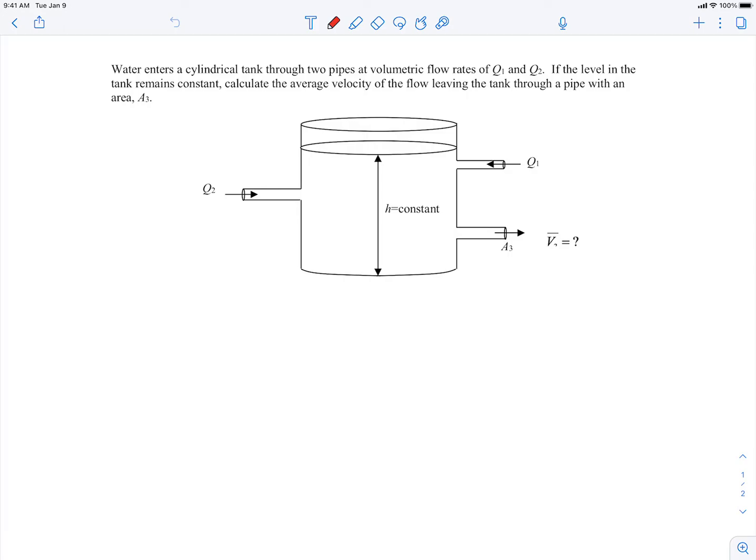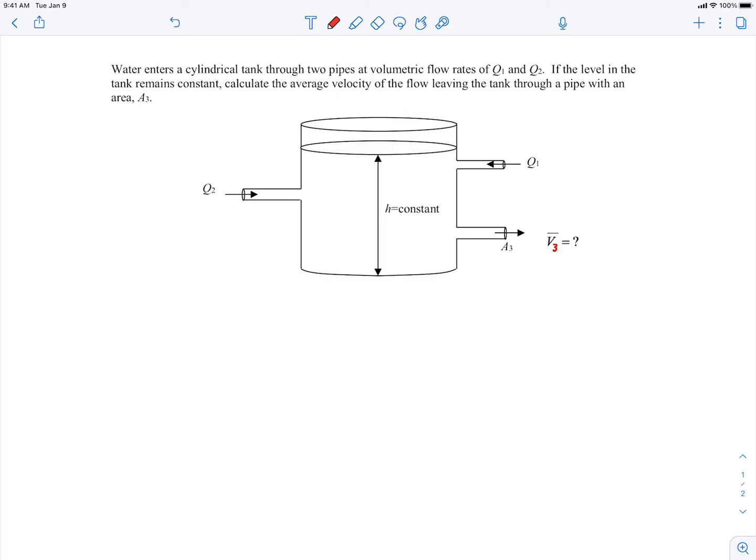Right here we have a cylindrical tank and water is entering it through two pipes. So there's water coming in here with a volumetric flow rate of Q1, water coming in here with a volumetric flow rate of Q2, and the level of the water in the tank remains constant. And we're asked to find the average velocity of the flow leaving the tank through the pipe with an area A3. So this should be a V bar 3. That's the average velocity leaving the tank.